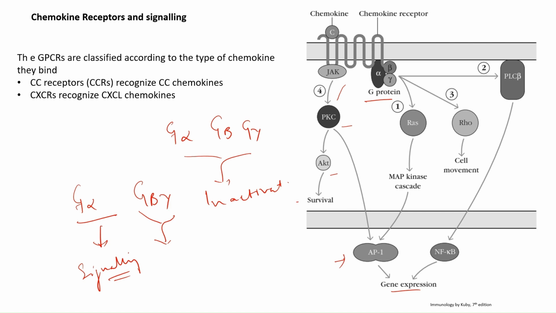So what are the pathways they activate? One is the RAS and Rho pathway. These two pathways get activated via G alpha. So this alpha subunit activates this RAS and Rho pathway.